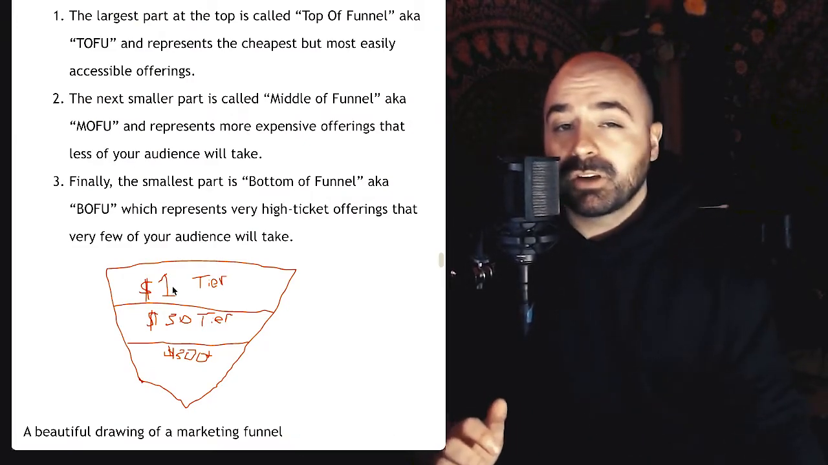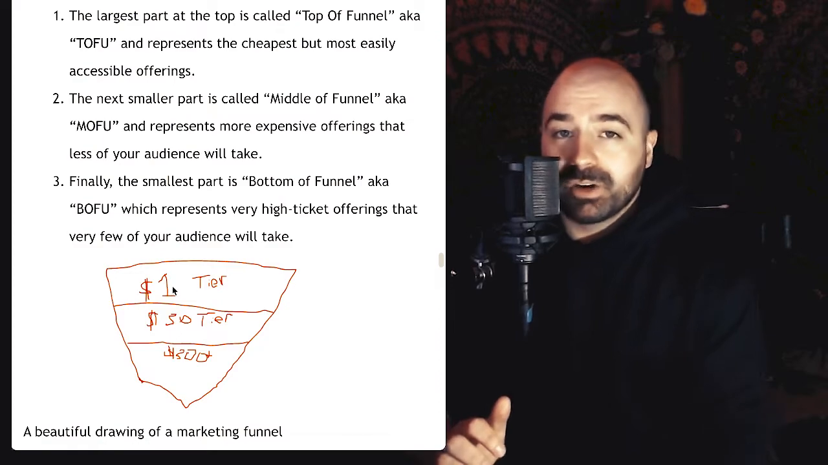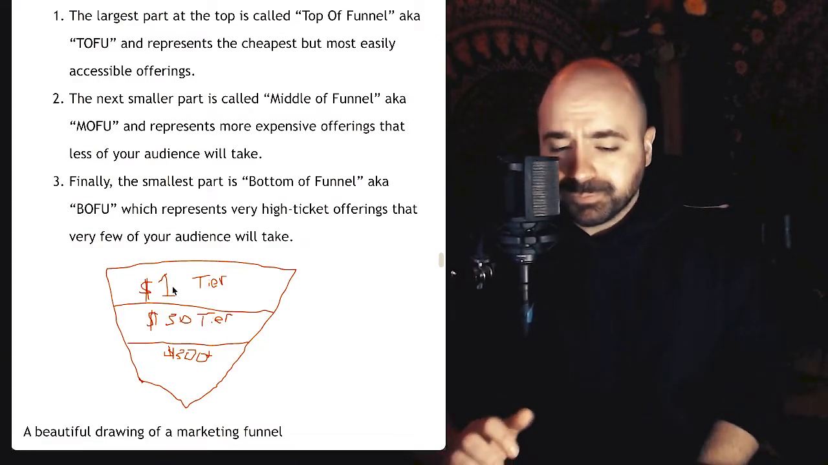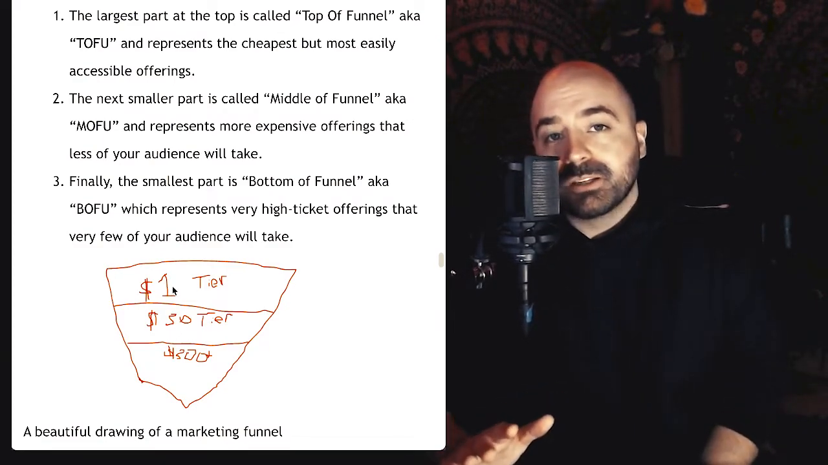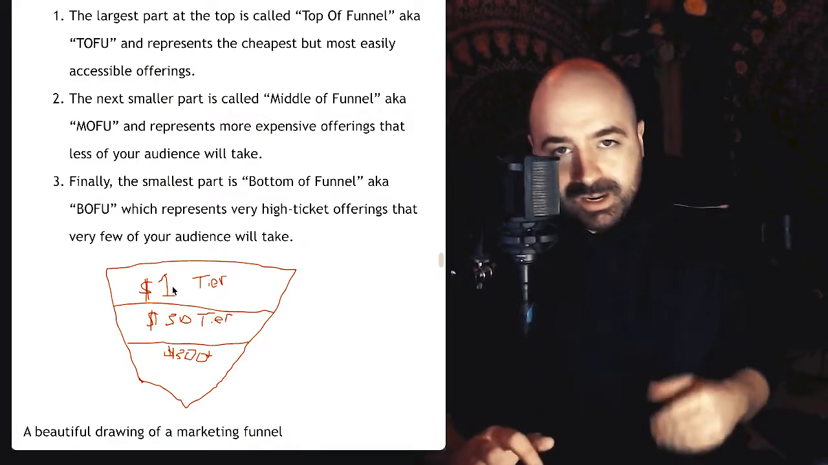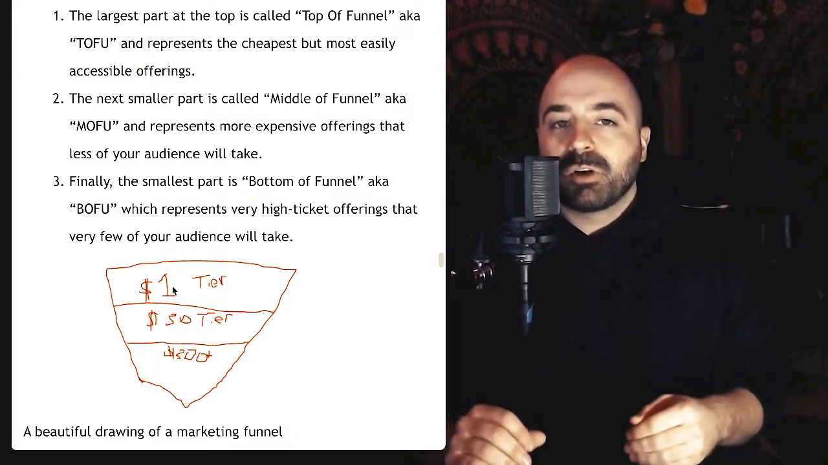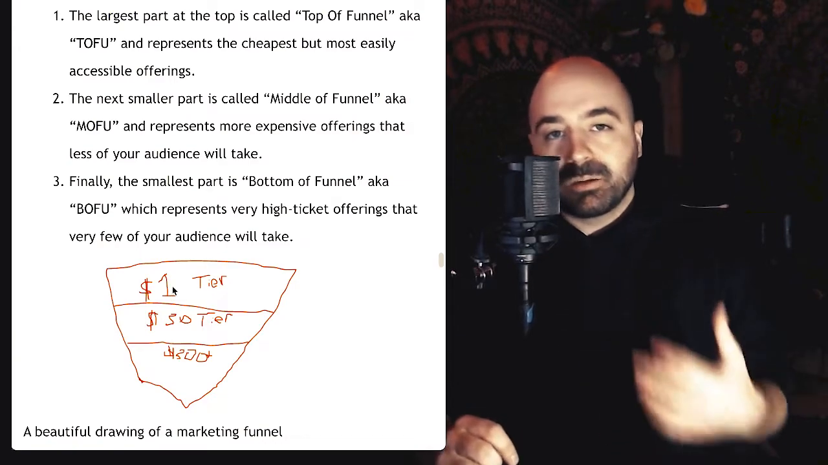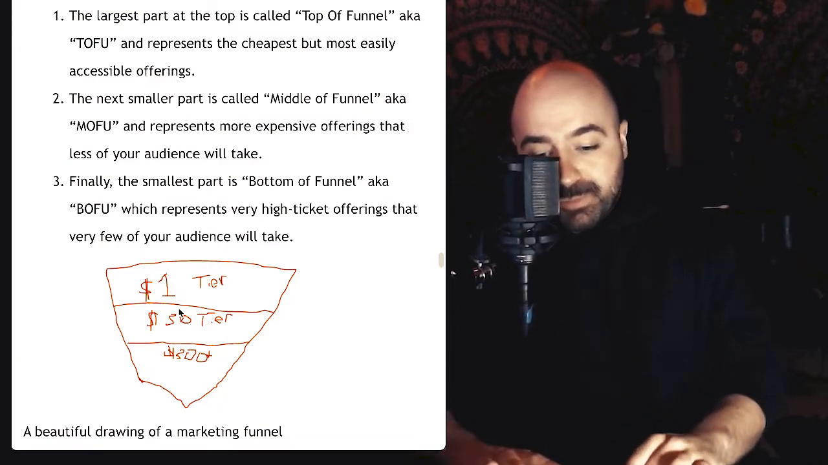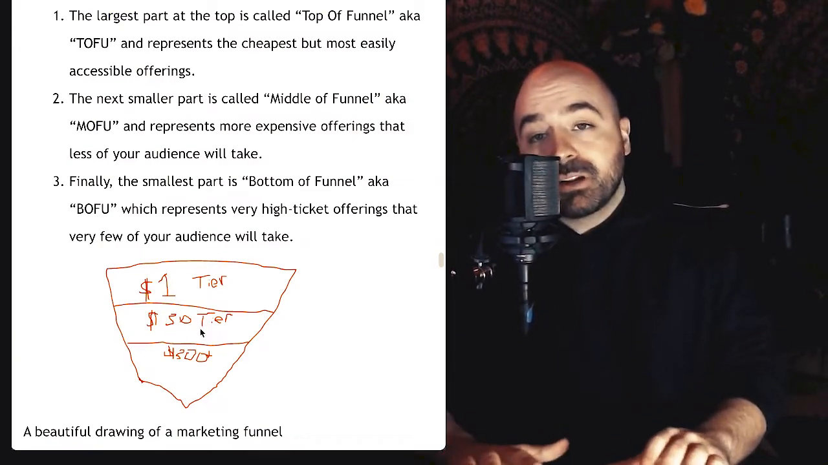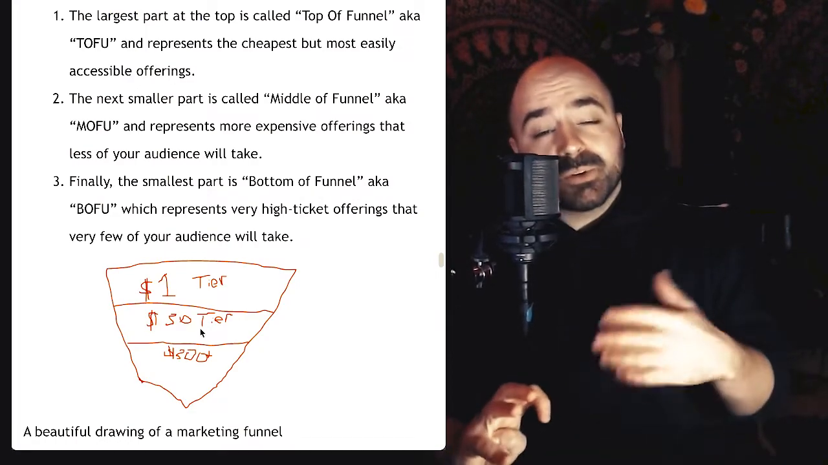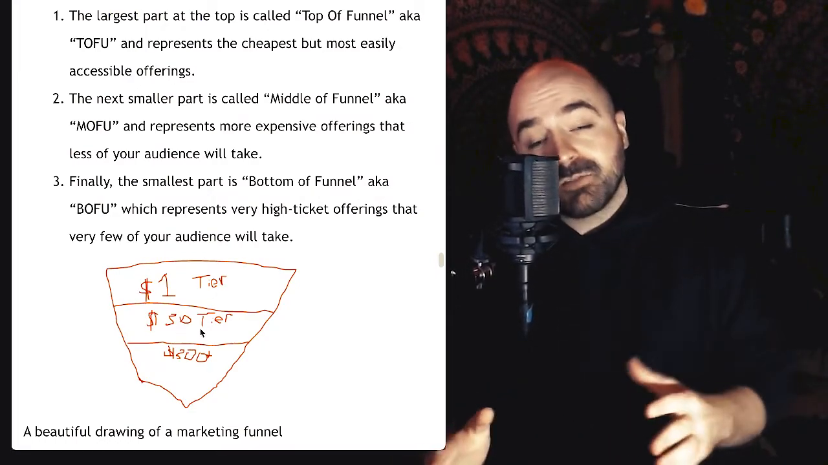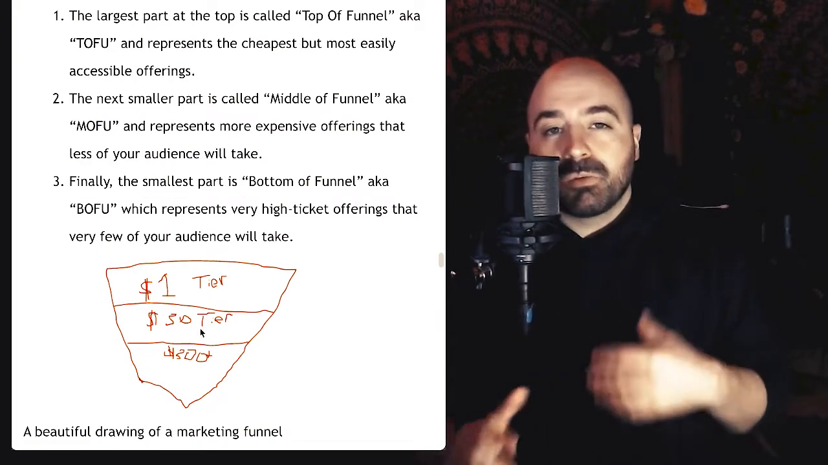So here, you're definitely going to want to focus on the kind of content that you're already creating, so documenting stuff you're already doing. Because it's the lowest price tier, you don't want to go overboard in creating anything extra special really here. It's really more about allowing people to support you and adding a little bit of extra access, that kind of stuff. Moving beyond that is the more expensive tier called the middle of funnel or MOFU tier, and it represents more expensive offerings that less of your audience will take, and this could be more specialized content.